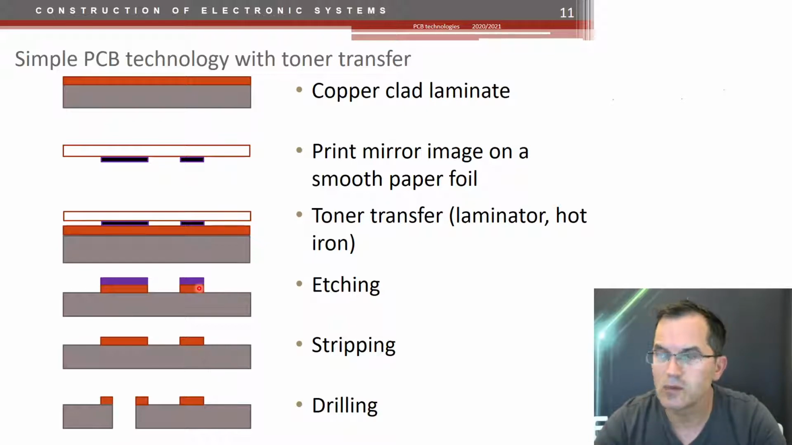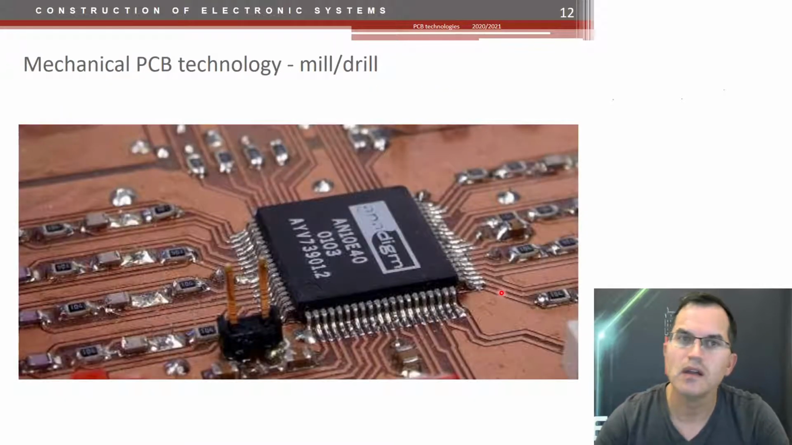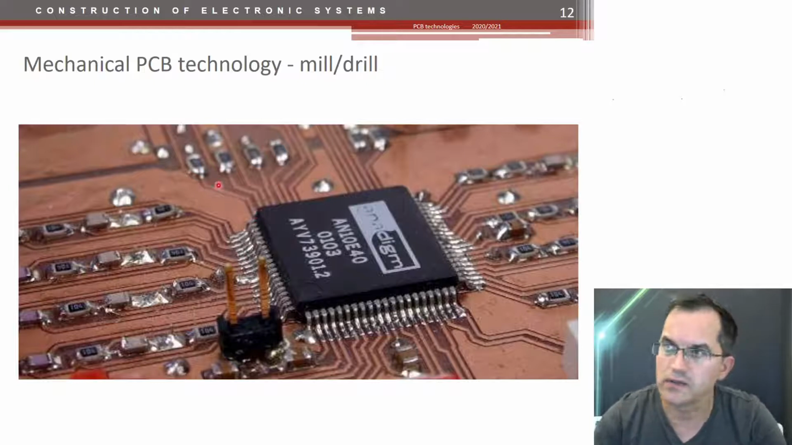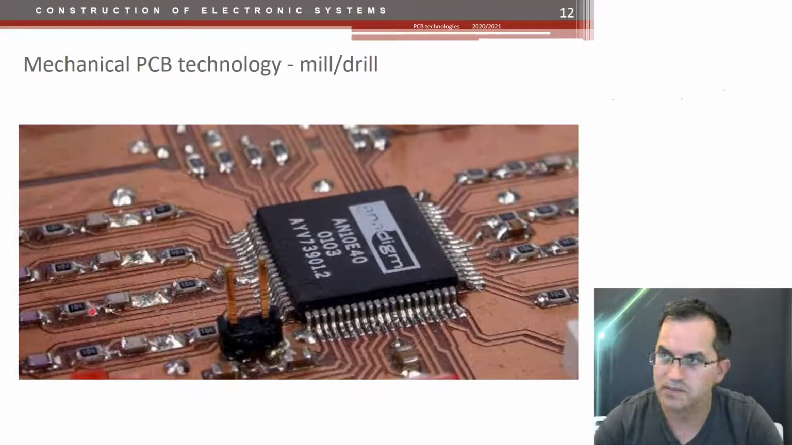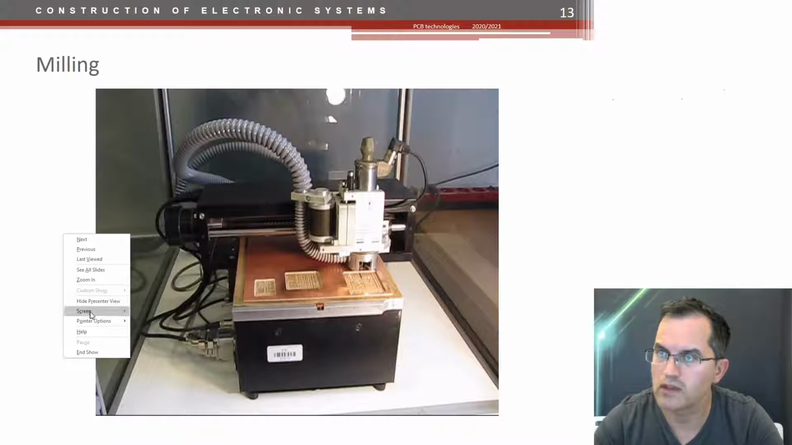Then what we also use in our lab is a mechanical milling and drilling machine. So there is a machine with a spindle and a drill that takes off all the extra copper and isolates the tracks. So this is how this machine looks like, and I hope we'll manage to play it.